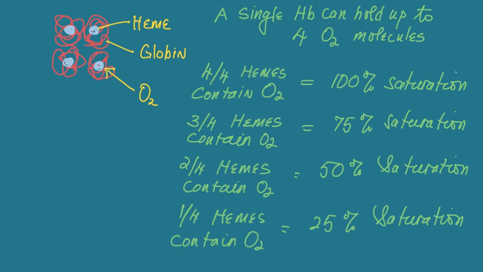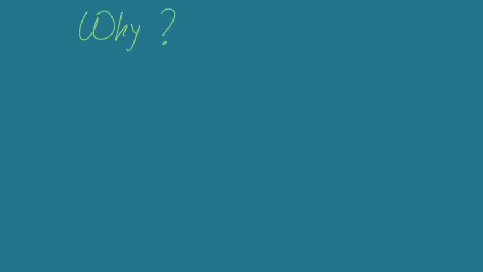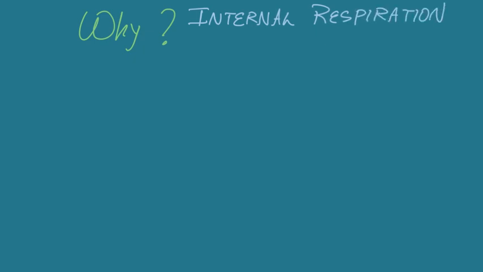Now, why is this important? This is important because it gives us an idea of the circumstances in which hemoglobin will release this oxygen to the tissues or cells. This happens during internal respiration, which is the gas exchange between the capillary and the body cells. Hemoglobin will release more oxygen molecules to a cell that is active and release less oxygen molecules to a cell that is not. How does hemoglobin know that?